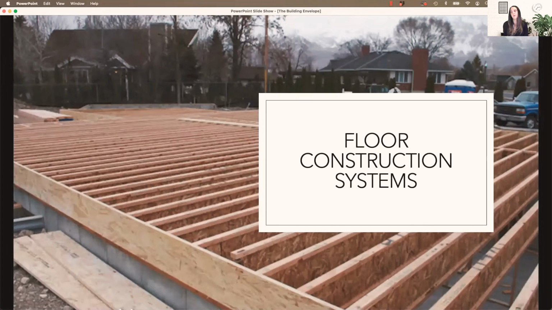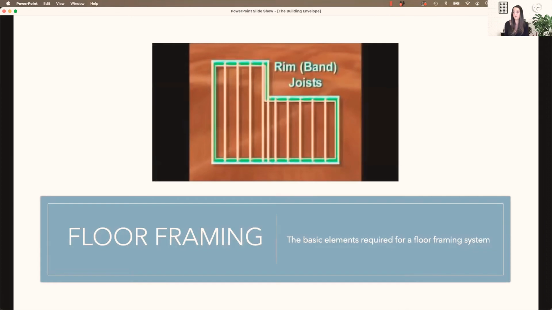So let's talk about floor construction systems or floor framing systems. I have a video. This gives you a pretty good overview of the basics of the components of a floor framing system, and then we'll talk about them in a little bit more detail.